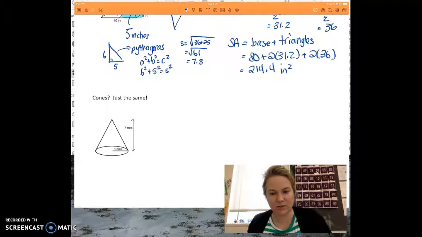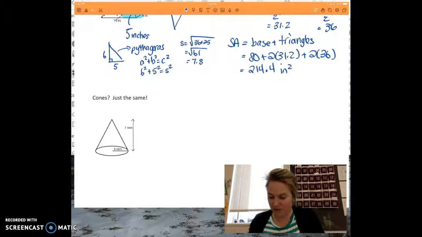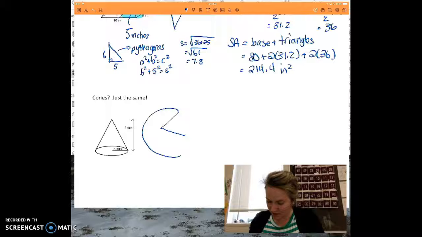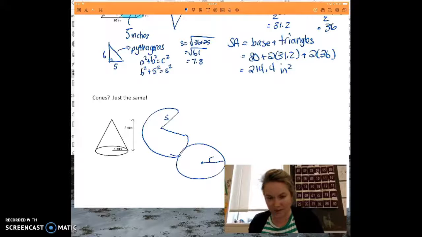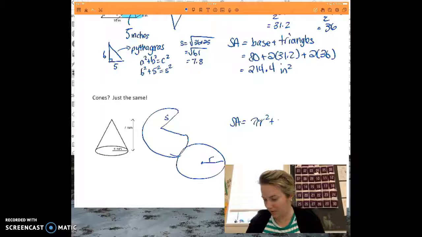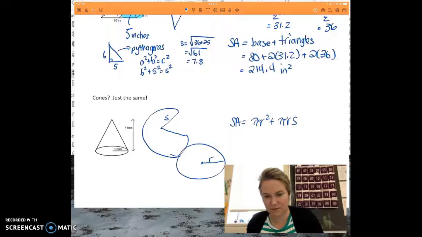Is it the same with cones? Yes, it is the same with cones. Cones are almost easier though, because when you cut a cone apart, you get this pie-shaped piece and a circle. This is R, this is slant height, and surface area is pi r squared plus pi r s. That's the formula. So once you've calculated the slant height, you just need to plug it into the formula.